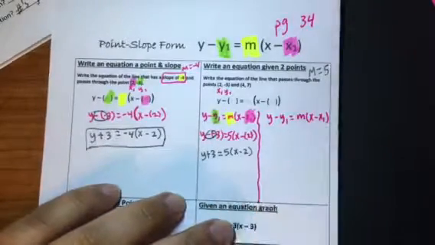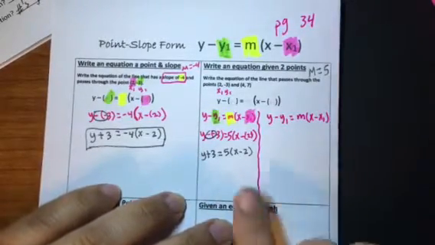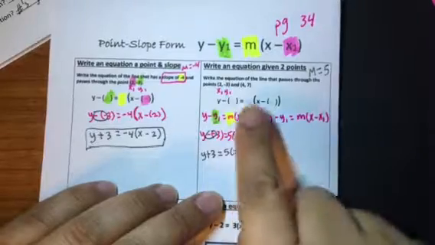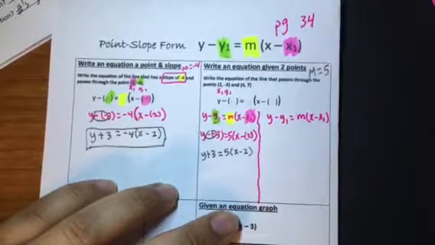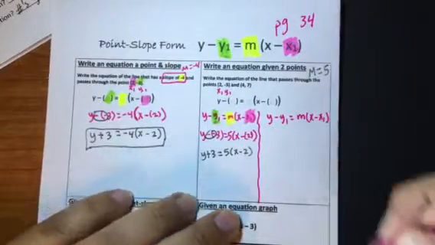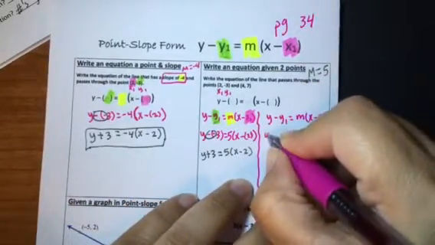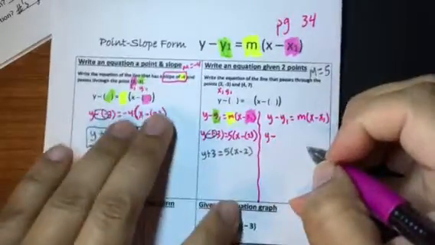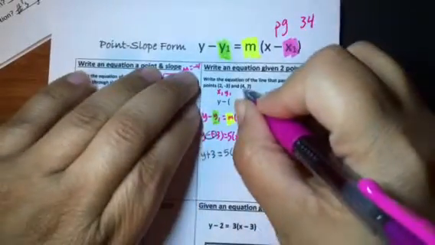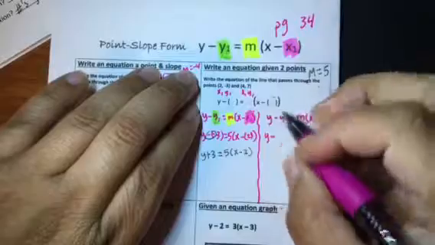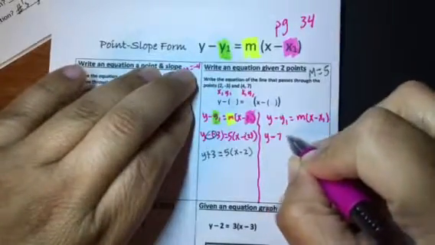Now I'm going to show you in a minute that it doesn't matter what number we used or what point we used, we're going to still end up with the same equation. So here we're going to do the same thing. Y minus, we're going to use now this one, y minus 7.